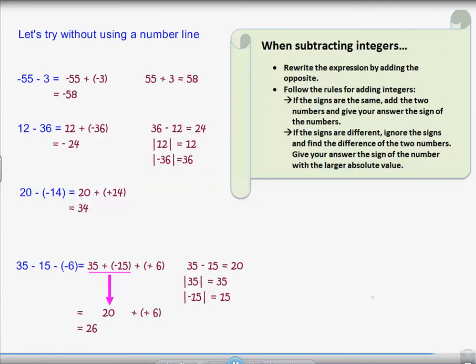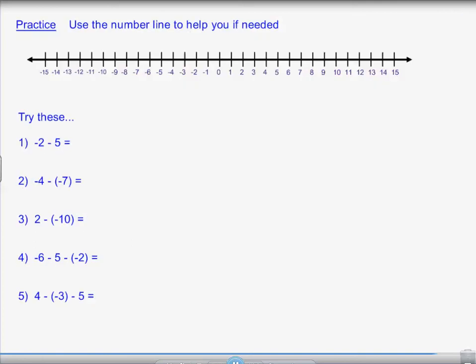Now that we've done 3 different techniques for subtracting, I think you're ready to try a few on your own. Go ahead and pause the video to practice these 5 problems. You can use the number line, algebra tiles, or our adding the opposite technique and follow the rules for adding integers to solve these problems. When you're ready, resume the video and you can check your solutions.